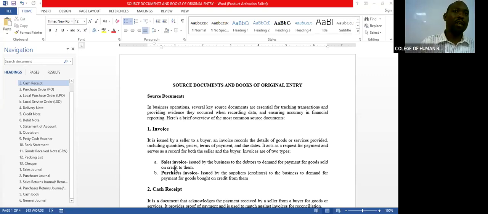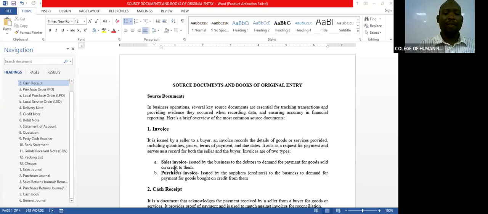It is going to contain the details of the goods sold in terms of the category of goods, their quantity, their selling price, and the cumulative amount that is payable. So the sales invoice is what our business sends to the customers.